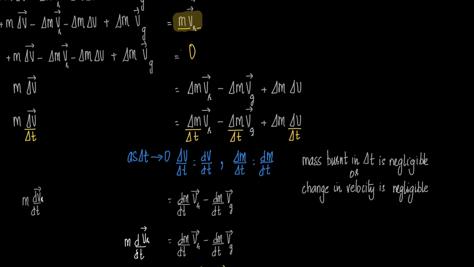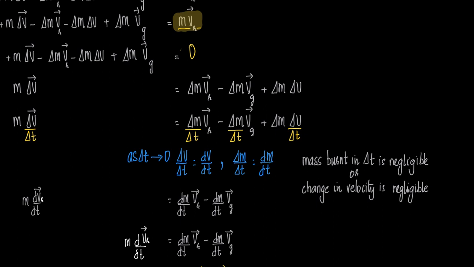Now I'll divide this entire equation by delta t. Here comes the first level of concept. As delta t tends to 0, by the logic of maths, we have discussed this many times in motion in a straight line, the tangent and secant, how delta y by delta x becomes dy by dx. So delta v by delta t becomes dv by dt, and delta m by delta t becomes dm by dt.